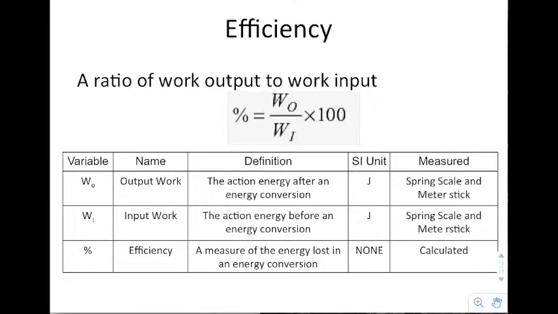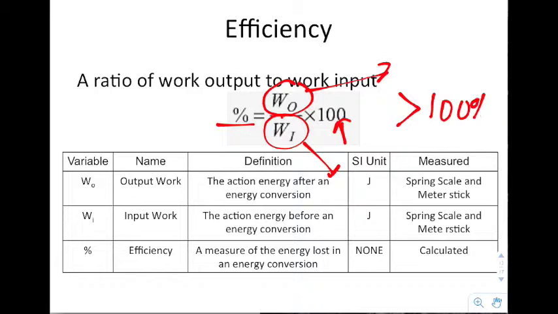So we have efficiency. Efficiency is the ratio of work output to work input. So basically you take the work that you get out, divide it by the work that you put in, and multiply it by 100 to convert it to a percentage. What you'll realize is that you can never be greater than 100%. That will never happen. You can only put out at most what you put in. You can't get any more out than what you put in.